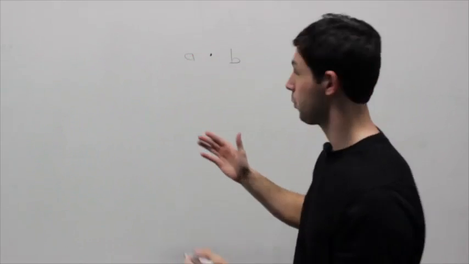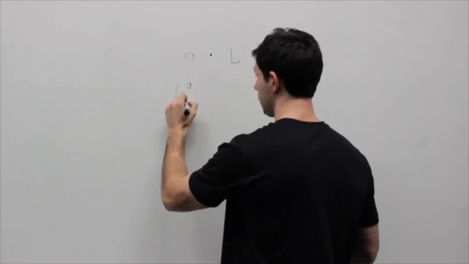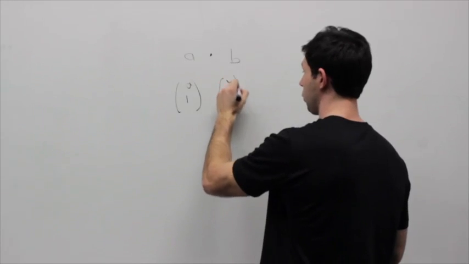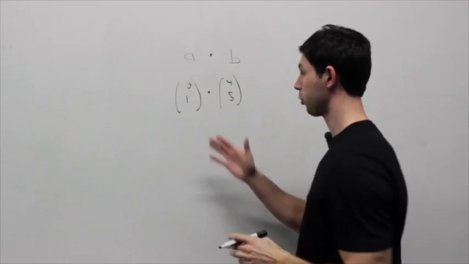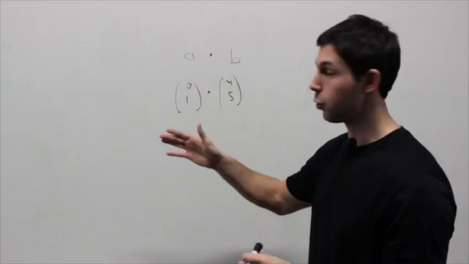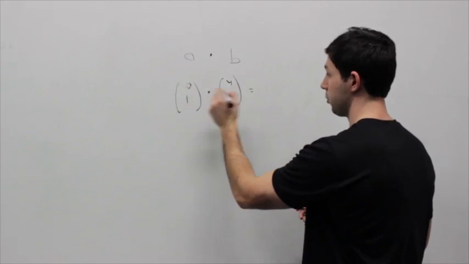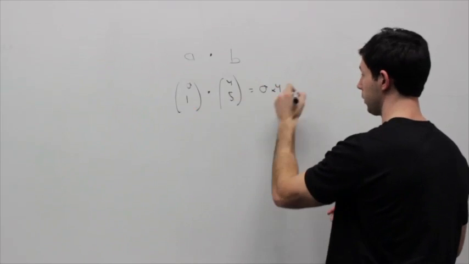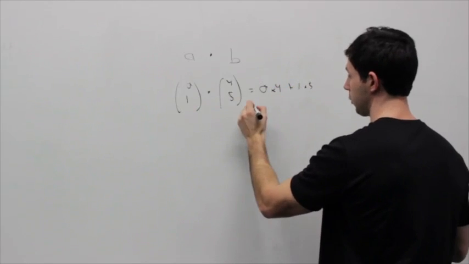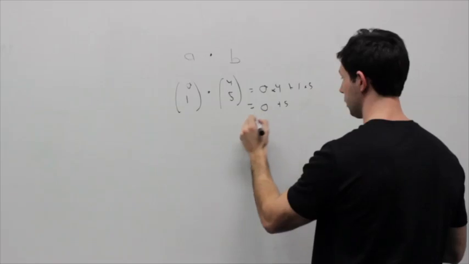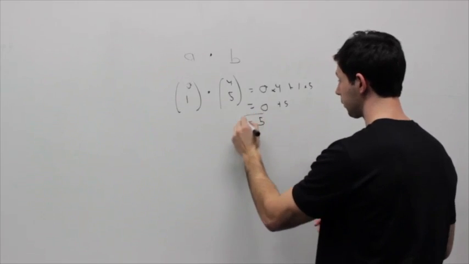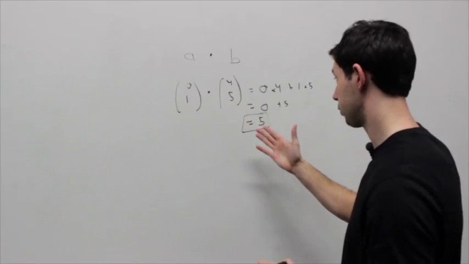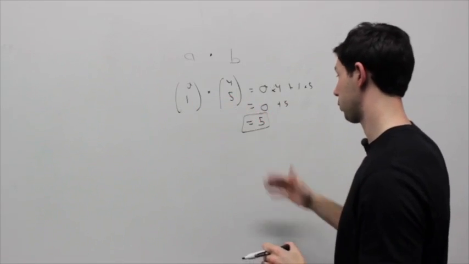So let's say A was the vector 0, 1, and B was the vector 4, 5. The way that you take the dot product is you multiply component-wise, and then you add. So you would have 0 times 4 plus 1 times 5. And so that just equals 0 plus 5, which is 5. And so that's the dot product of A and B if A was 0, 1 and B was 4, 5.